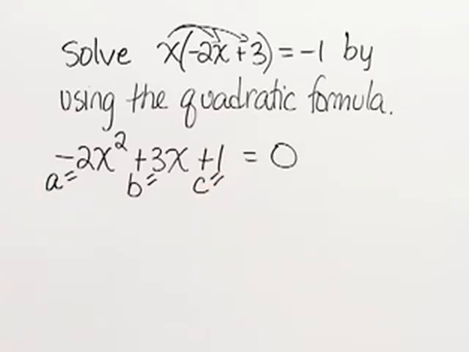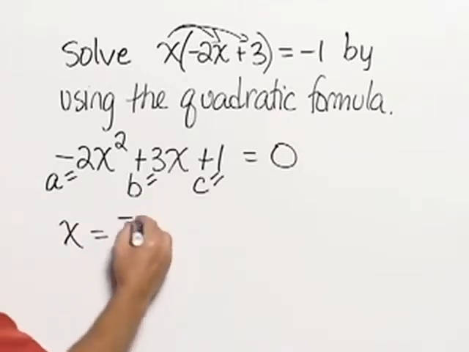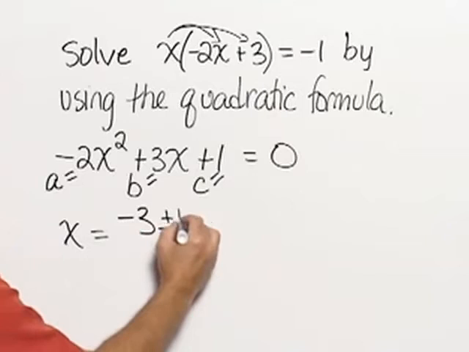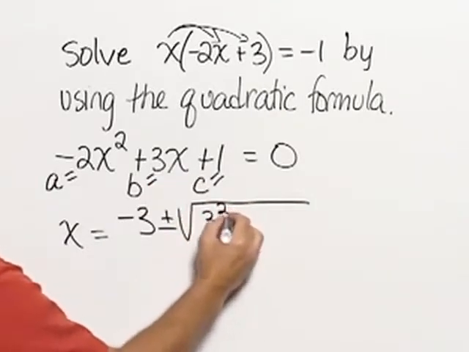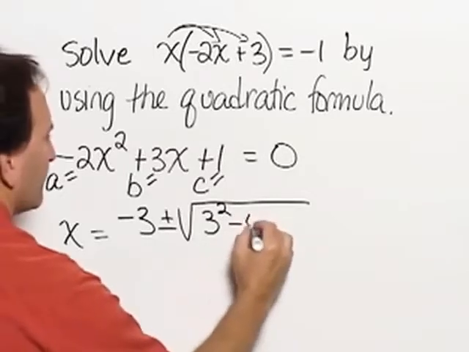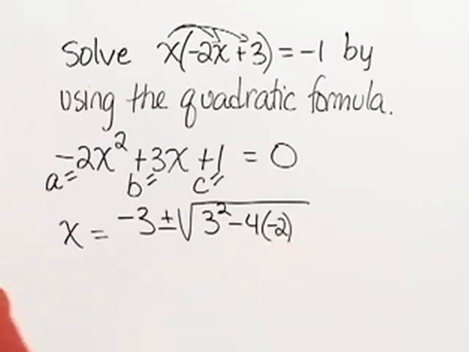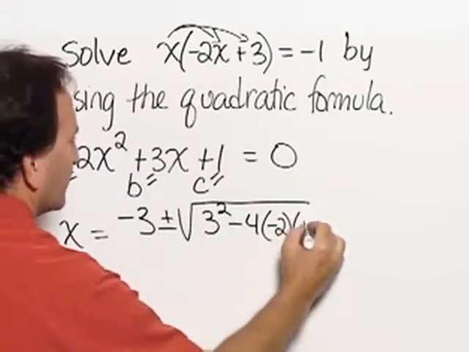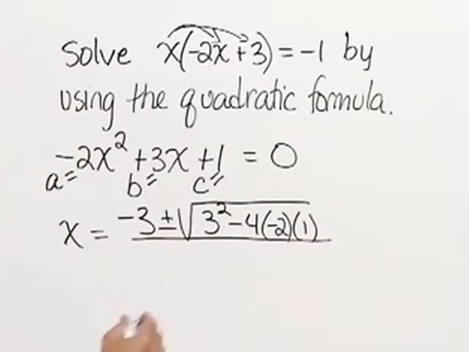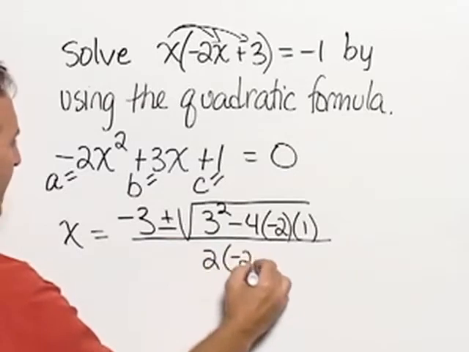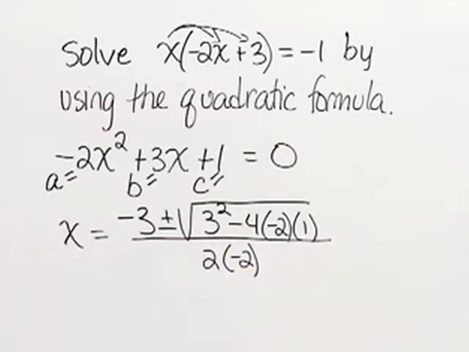to 1. So the quadratic formula tells us that x will be equal to negative b, so that's negative 3, plus or minus the square root of b squared, so 3 squared, minus 4 times a, which is negative 2, times c, which is 1. And all of that is divided by 2 times a. So that would be 2 times negative 2.